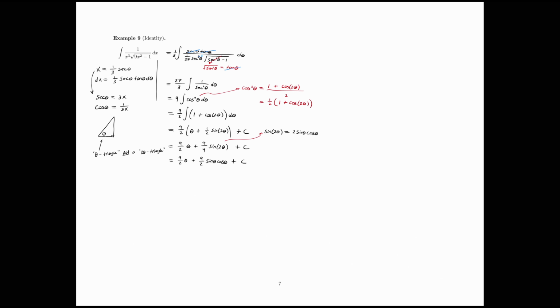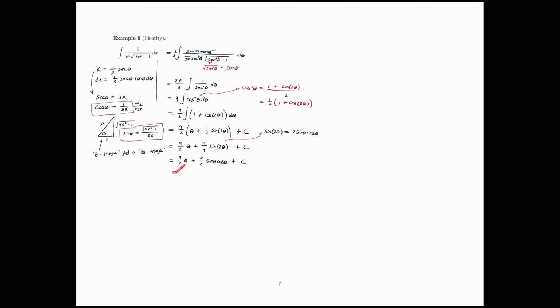So cosine of theta is adjacent over hypotenuse. So adjacent is going to be 1, hypotenuse is 3x. So this side length here is square root of 9x squared minus 1 via Pythagorean. So the sine of theta is the opposite side length over the hypotenuse, 3x. Okay, so we've got our cosine, we've got our sine, which is great. That'll take care of these 2 terms.